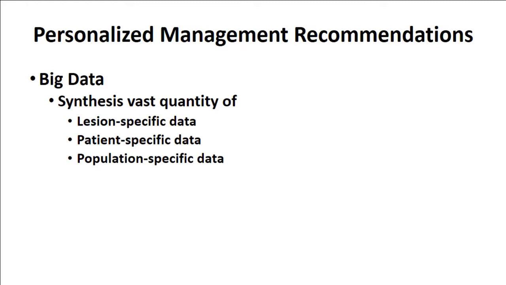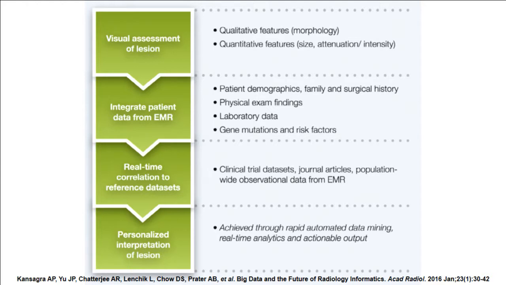But big data allows us to synthesize large amounts of information, lesion-specific information, patient-specific information, and even population-specific information to potentially give a better diagnosis, and then potentially give better management and treatment and follow-up recommendations. So as I said, we can think about things like the morphology of a nodule or something like that. I can add in maybe some patient information, demographics, information from a physical exam, laboratory information, but I can't necessarily add in all that information in genomics where big data can.